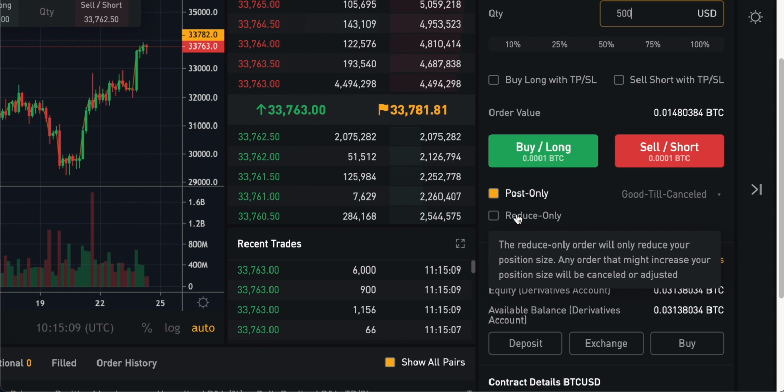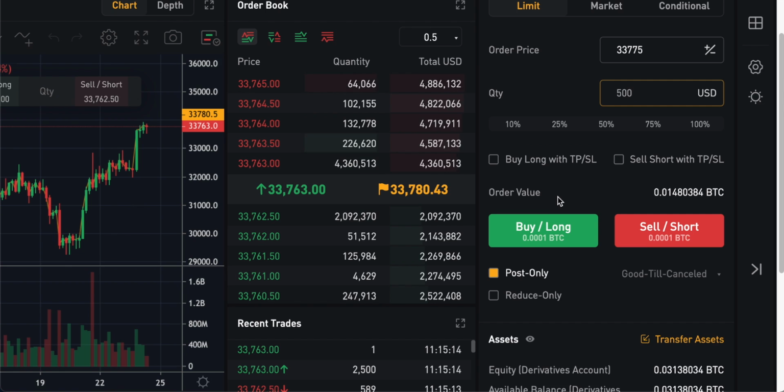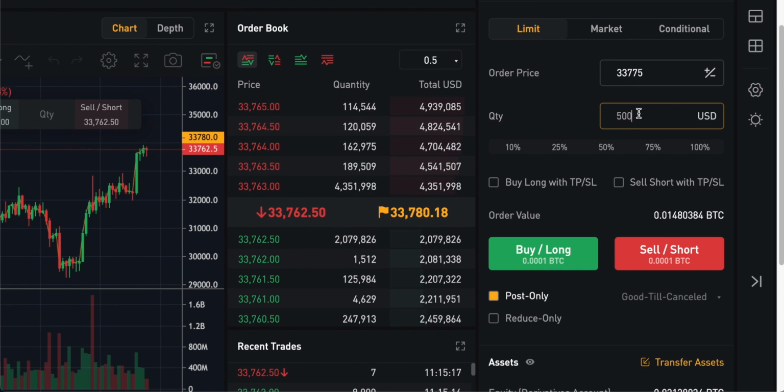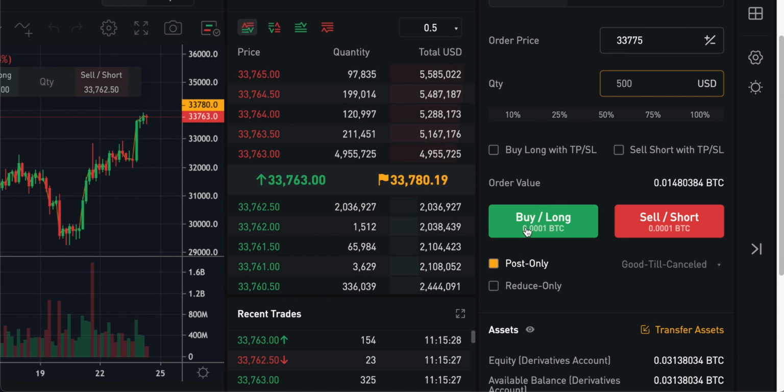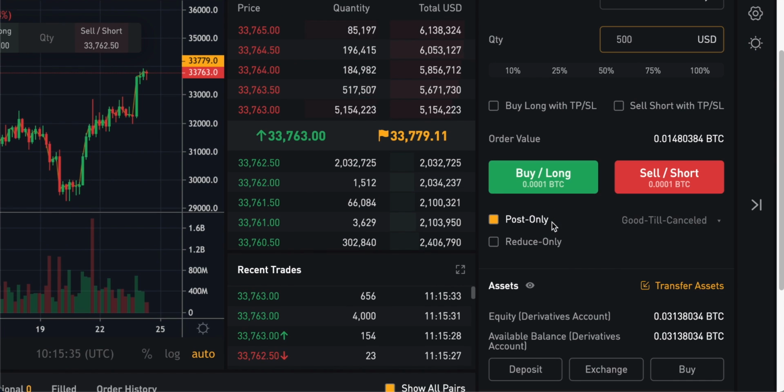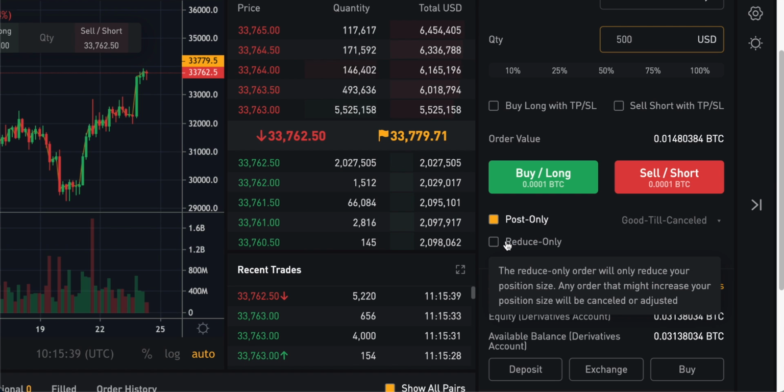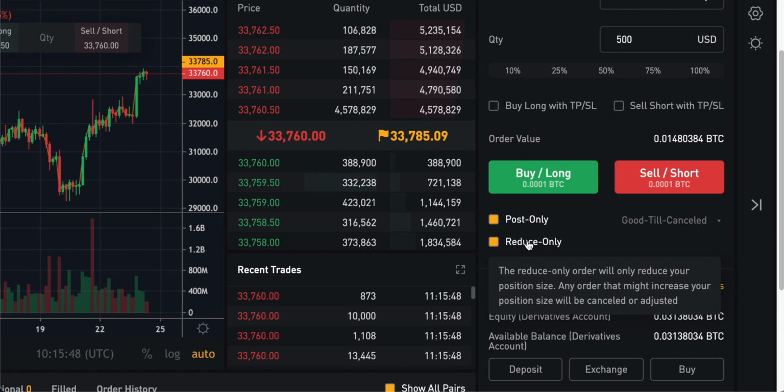Reduce only, you can click this if you don't want to increase any of your position sizes. So what that means is that when you buy long, let's say I buy long 500 bucks and a week later I'm actually up, I can actually just buy long again and add to my order. So increase my position size overall. Well, some people don't want to do that and they want to make sure that they're not increasing their position size. So you can click reduce only, and anything that adds to your position size will be cancelled. Anything that reduces your position size will be allowed to go through.